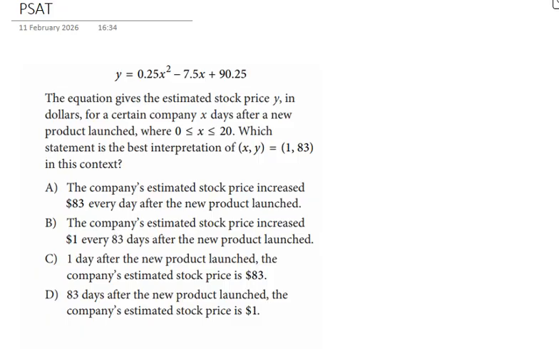Now let us understand what this means step by step. The problem clearly tells us x represents the number of days after the new product was launched and y represents the estimated stock price in dollars. So every ordered pair (x, y) tells us that at x days after launch, the stock price is y dollars. Okay. Now the point given is (1, 83).